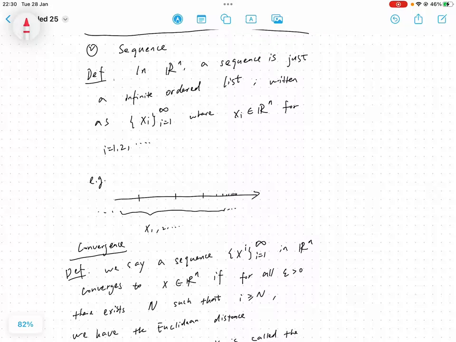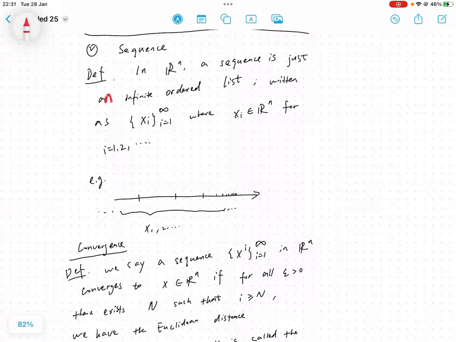So the second thing for today, we're going to introduce the definition for the sequence. Again, in the n-dimensional Euclidean space, a sequence is just an infinite ordered list. You can call that a list or a series, but normally we do not need to strictly give some name for that.